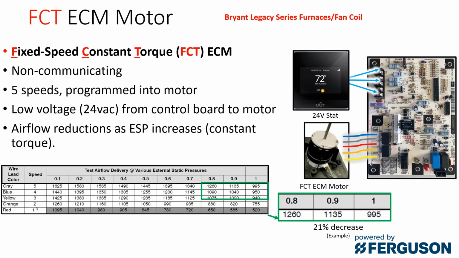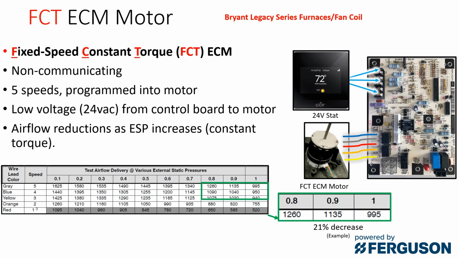Then we get into the ECM motors that are available in some of the furnaces and fan coils. So the FCT, or fixed constant torque ECM motor, is a non-communicating motor, has 5 speeds that are programmed into the motor. Low voltage, or 24 volts, from the control board to the motor controls the airflow, and airflow reduces as ESP increases with the constant torque.